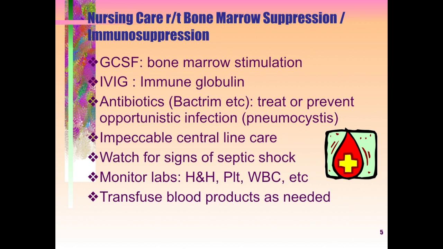You must practice impeccable central line care. For me, sterile gloves are going to be used. I'm not going to use the gloves that are just in the wall, on the wall, those boxes. You need to be on alert for signs and symptoms of septic shock and monitor your lab values. So for immunosuppression, we keep our eye on the white cells, but we also look at the H&H and the platelets because that's going to tell you how suppressed that bone marrow is. And then once again, transfuse blood products as needed.